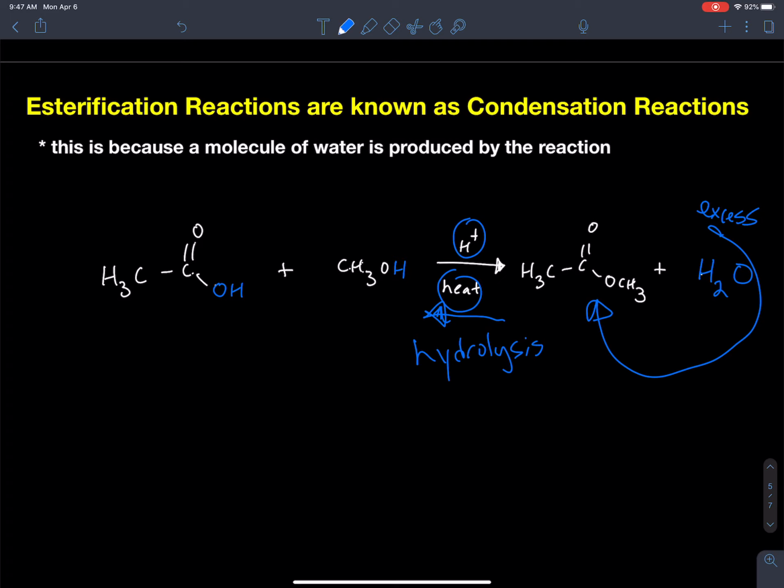But if I remove water, if I do it in a very dry environment and remove the water as the reaction is happening, I can push the reaction towards the right using Le Chatelier's principle to make that esterification happen. So you see, in organic chemistry, it's a good unit to do in the end because it covers almost everything we did and applies our knowledge of Le Chatelier's principle.